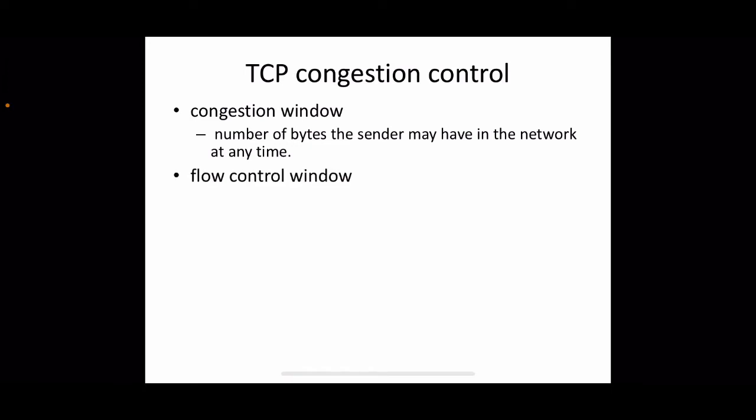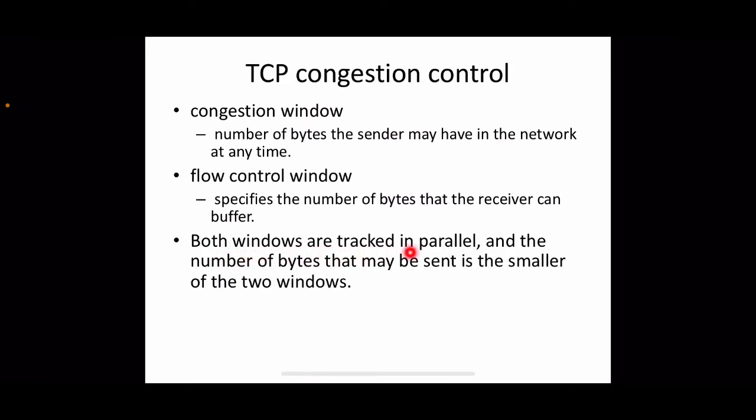The congestion window is the number of bytes the sender may have in the network at any time. Within a network, how many bytes can be there? How many can I send now? That is the congestion window. And the flow control window is another one. It specifies the number of bytes that the receiver can buffer, purely based on the receiver's capacity. How many can I send to the receiver? That purely depends on the receiver's buffer capacity. So both windows are tracked in parallel, and the number of bytes that may be sent is the smaller of these two windows. To control flow and congestion simultaneously, the actual window should be the smaller of the two.